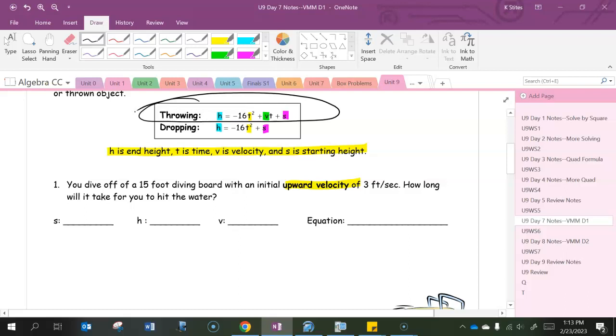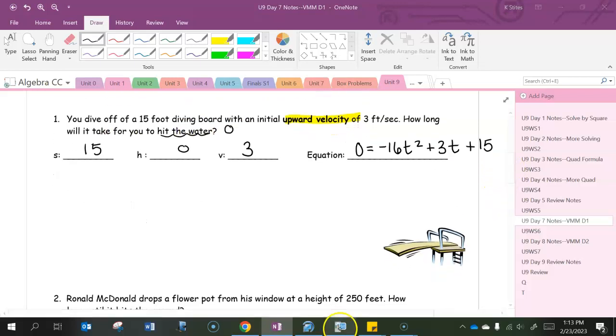So S stands for our starting height. We are diving off of a 15-foot board, so that's going to be 15. H is our ending height. Well, we hit the water, so we're going to say that that's 0. And my velocity is an upward 3 feet per second, so that's a positive 3. And now I'm going to go ahead and write my equation. So it's h equals, so I'll have 0 equals negative 16t squared plus my velocity, which is 3. Don't forget your t, plus your starting height, which is 15.